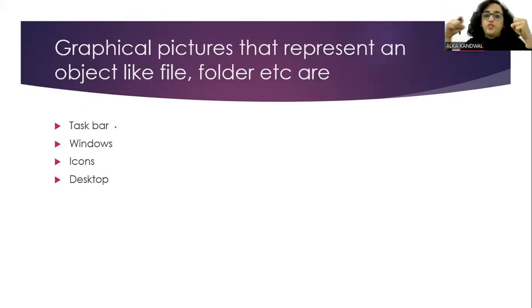So graphical pictures that represent an object like files, folder, etc. are known as the icons. They are known as the icons. उसको क्या बोलते हैं? जब भी हम कंप्यूटर को ऑन करते हैं, जो फर्स्ट स्क्रीन आती है उसको डेस्कटॉप बोलते हैं. उसमें जो स्मॉल पिक्चर्स आते हैं, जैसे रिसाइकल बिन का आ गया, डॉक्यूमेंट्स का आ गया, माय कंप्यूटर का आ गया. So these are the icons.